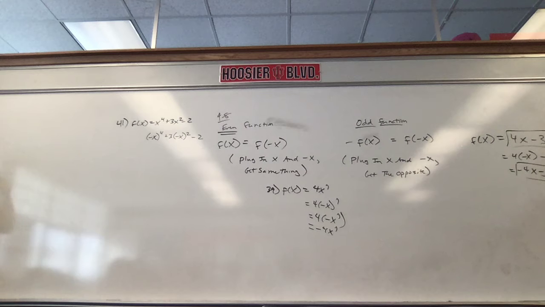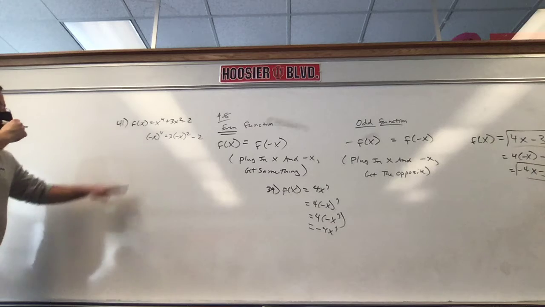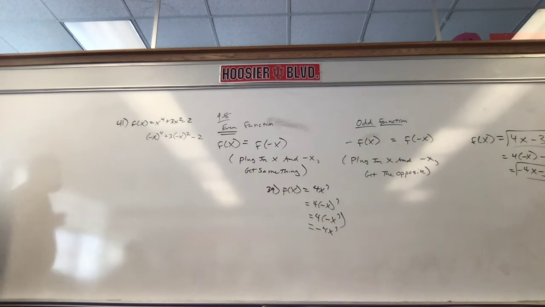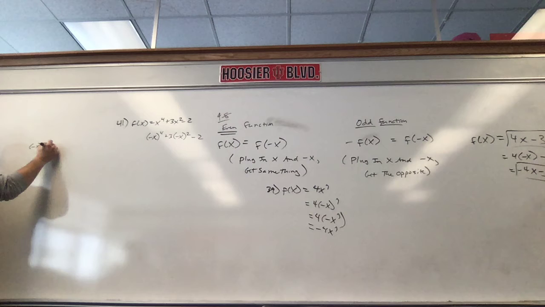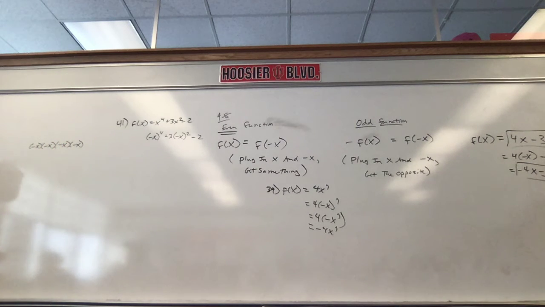And I want to make sure we haven't said this explicitly today. I want to make sure people understand this. When I take negative x to the 4th, what's negative x to the 4th? What's negative x times negative x times negative x times negative x? Positive. Why positive? Because a negative times a negative is a positive.